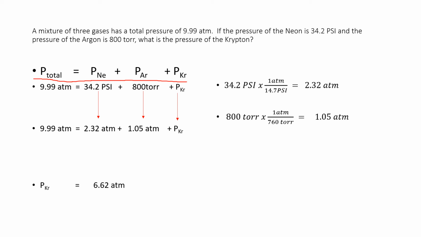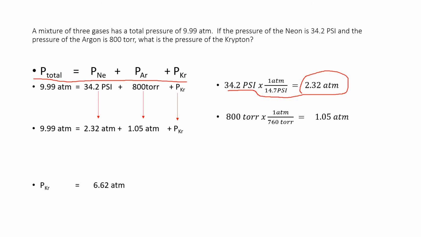Total pressure is already in atmospheres. I don't need to do anything for that. But the psi, I need to first convert into atmospheres. So that work's shown on the right-hand side, 34.2 psi. The conversion between psi and atmospheres, 1 atmosphere is 14.7 psi. So that's going to give us our 2.32 atmospheres. So that's where that came from.